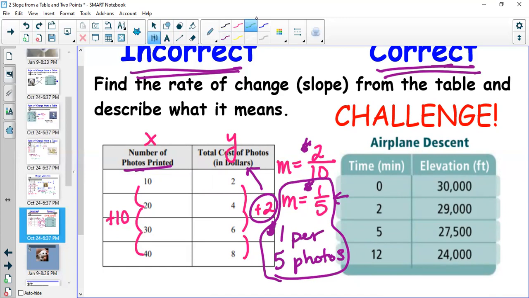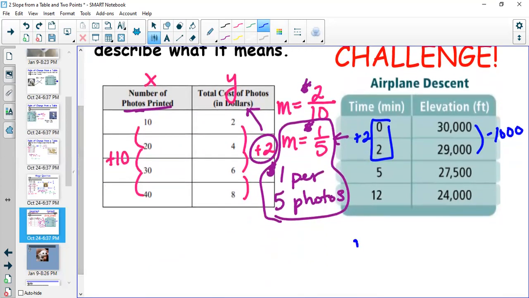At first glance, some of you might say that this is nonlinear because there are lots of gaps, but I'm going to show you why it is linear and it does have a slope. I'm going to pick just the first 2 points. If I chose those 2 points, that was a change of 2, and this was a change of going down 1,000. So if I just did those 2 points, I would make my slope negative 1,000 over 2, which would simplify to negative 500. And I'll explain what that means in just a second.